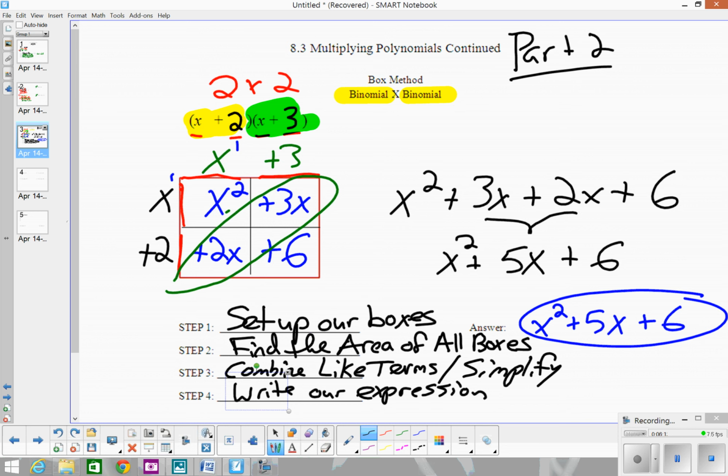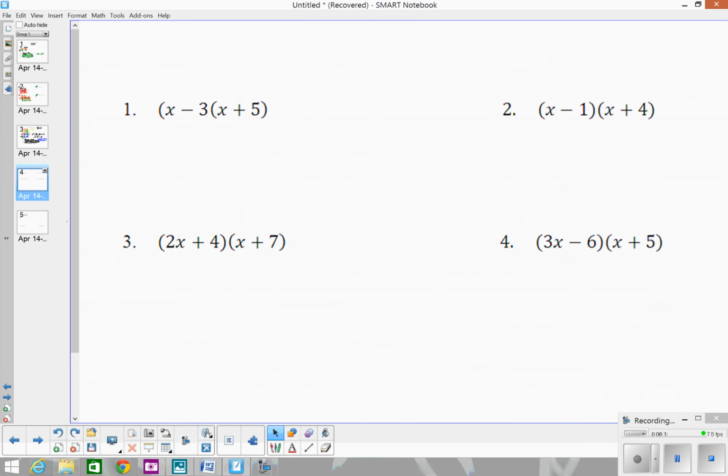All right. Let's go through an example or two, and then you guys can kind of move on at your own pace. So let's try. I'm gonna do 1 and 3, and then 2 and 4 are gonna be money problems. Okay. So let's go through.